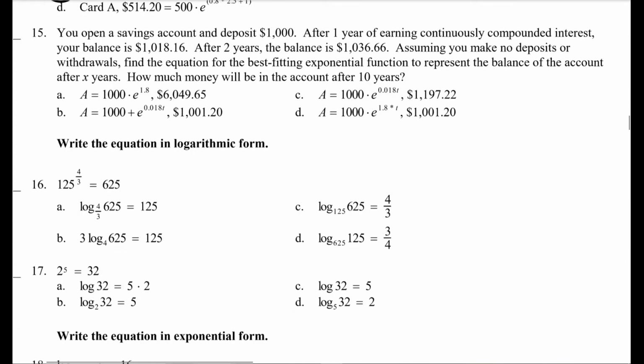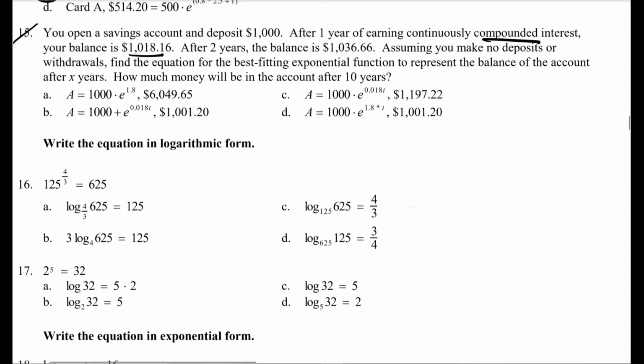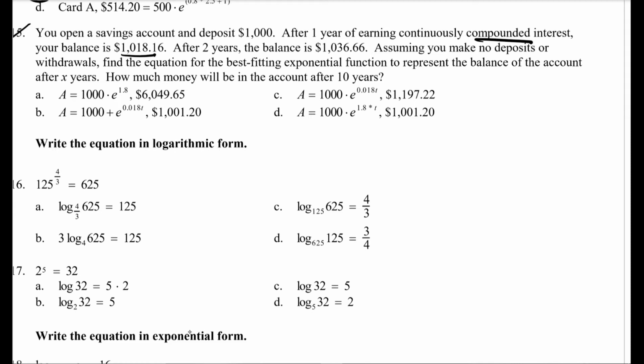All right, number 15, you open a savings account and deposit $1,000. After 1 year of earning continuously compounded interest, your balance is that. We're also not going to do this problem. This problem is not going to be on the test, but I'll show you how to do it. So after 2 years, the balance is that. Assuming you make no deposits or withdrawals, find the equation for the best fitting exponential function to represent the balance of the account after X years. How much money will be in the account after 10 years?